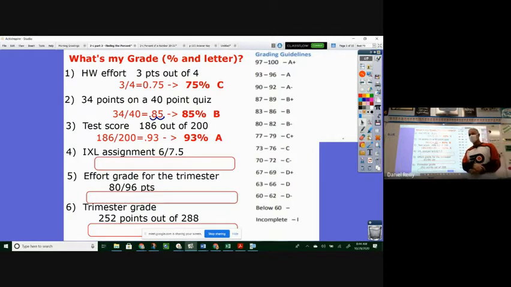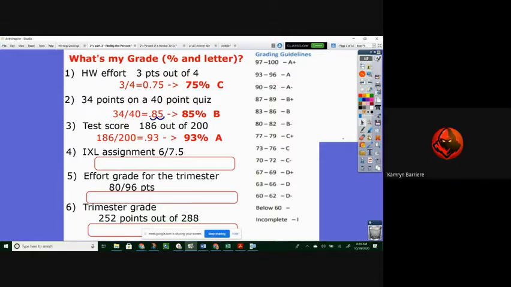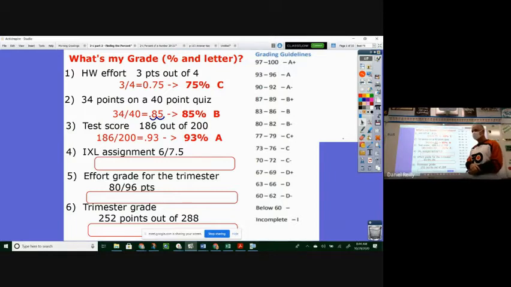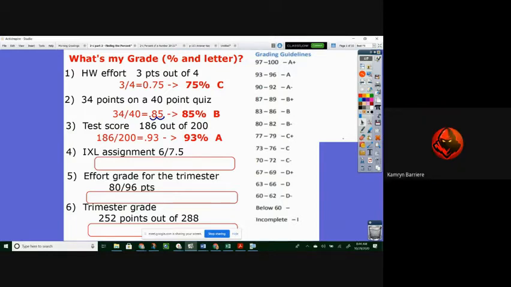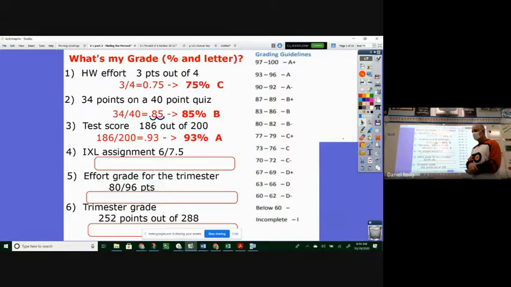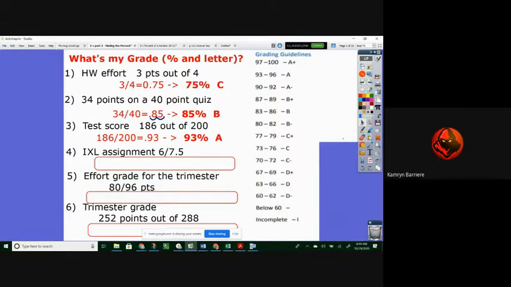What percent is that, Cameron? And what grade is it? 6 out of 7.5. Do you have a calculator there, Cameron? I did. Let me go find it.